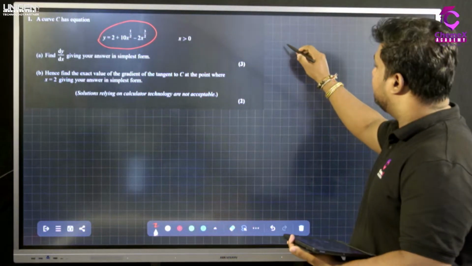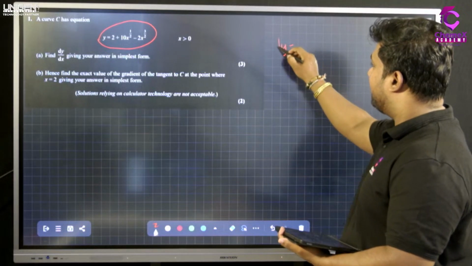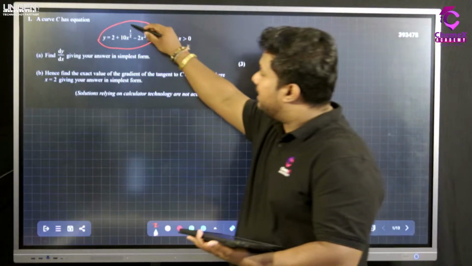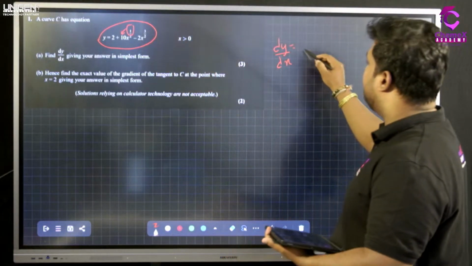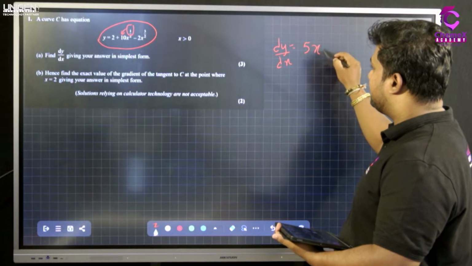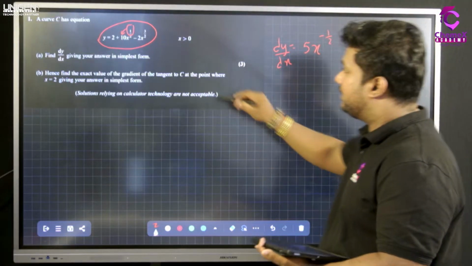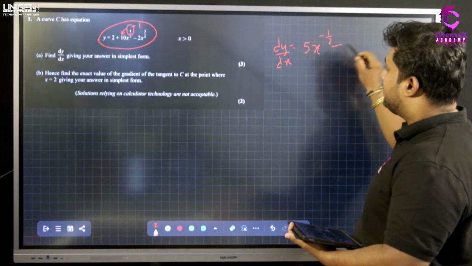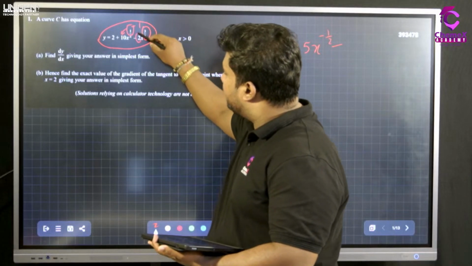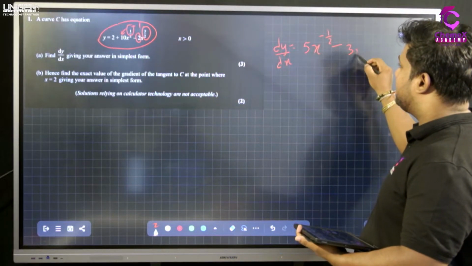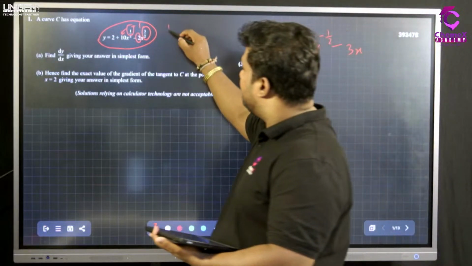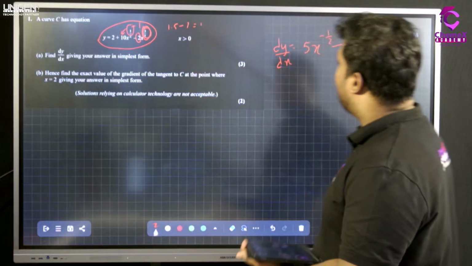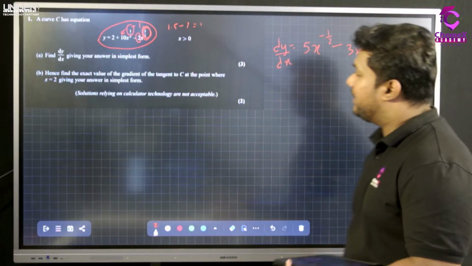How to get dy over dx? y equals, dy over dx equals what? The numbers don't change, so you multiply half by 10. So that's going to be 5x to the power minus half, because you subtract 1 from the power. Then you multiply 3 over 2 by 2, minus 3x. 3 over 2 is 1.5, minus 1 is half. So that's dy over dx.